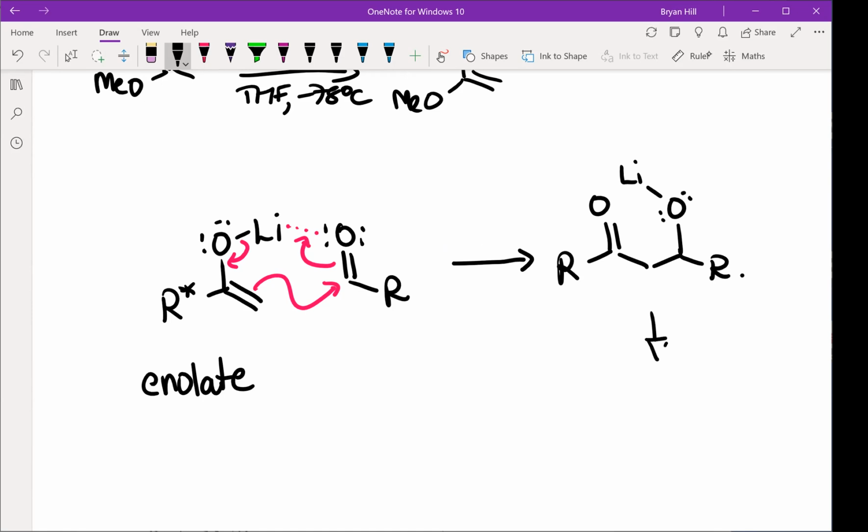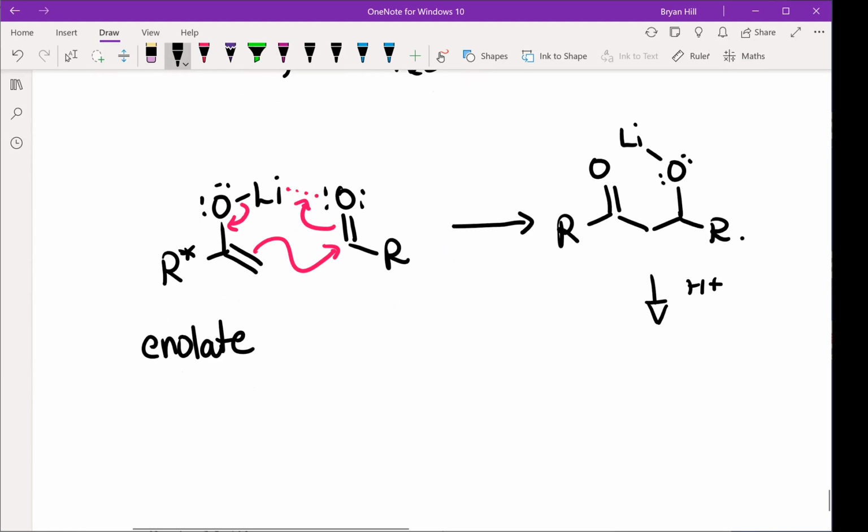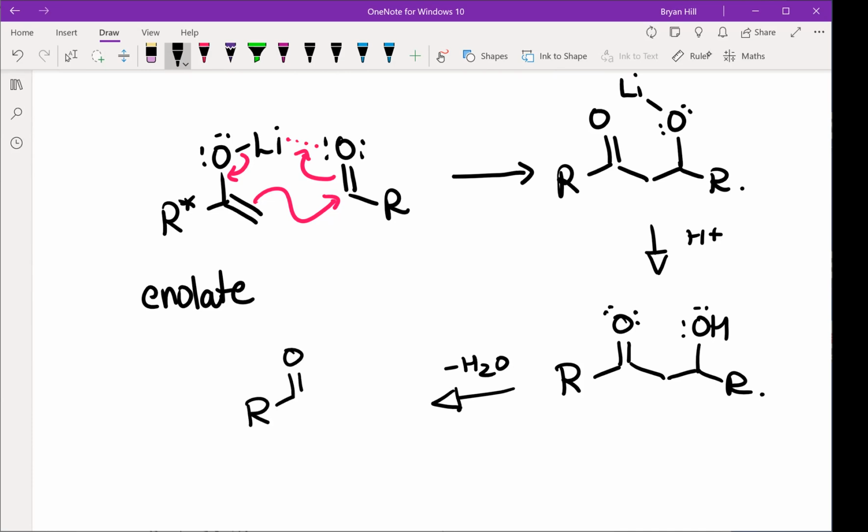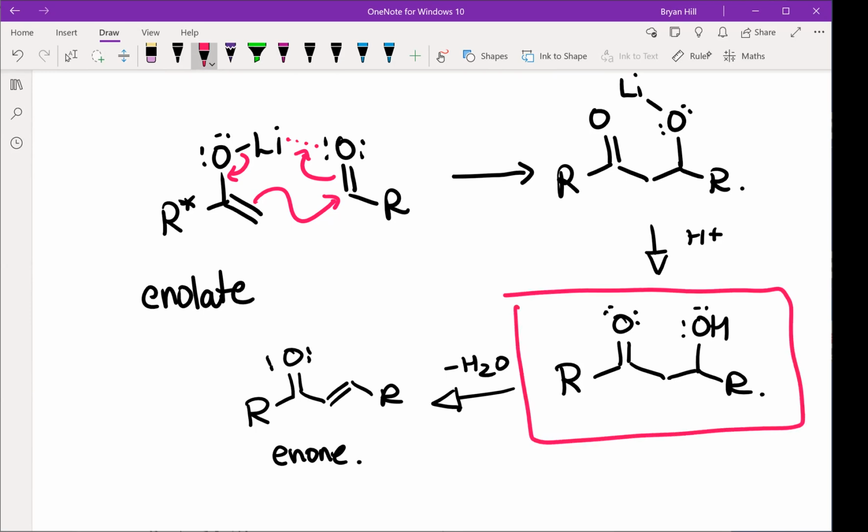And if you acidify this, which you'd want to do, add H+, you will have this. And if you wait too long, you can actually get a dehydration reaction taking place. So this is if you leave it too long and things go awry. But you end up with an enone. But it's the actual aldol product here that we're really interested in.